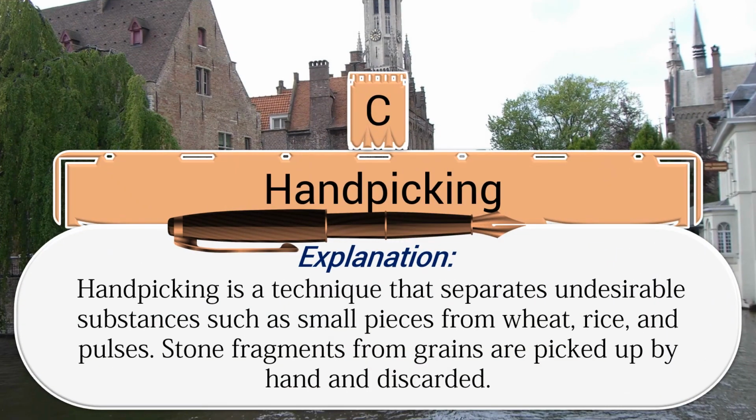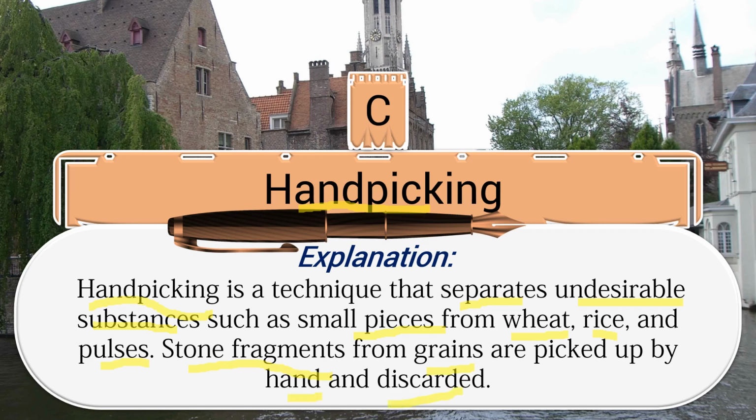The answer is hand-picking. Hand-picking is a technique that separates undesirable substances such as small pieces from wheat, rice, and pulses. Stone fragments from grains are picked by hand and discarded.